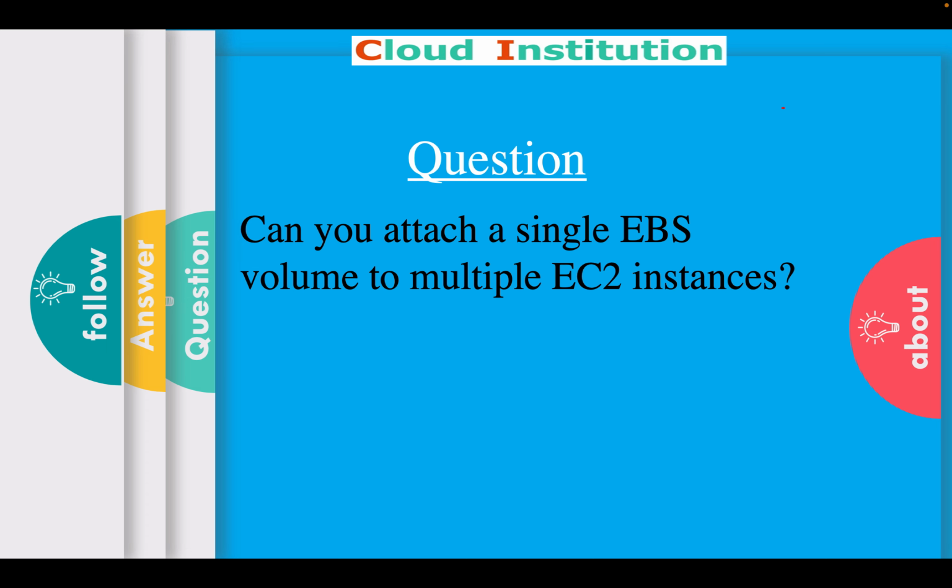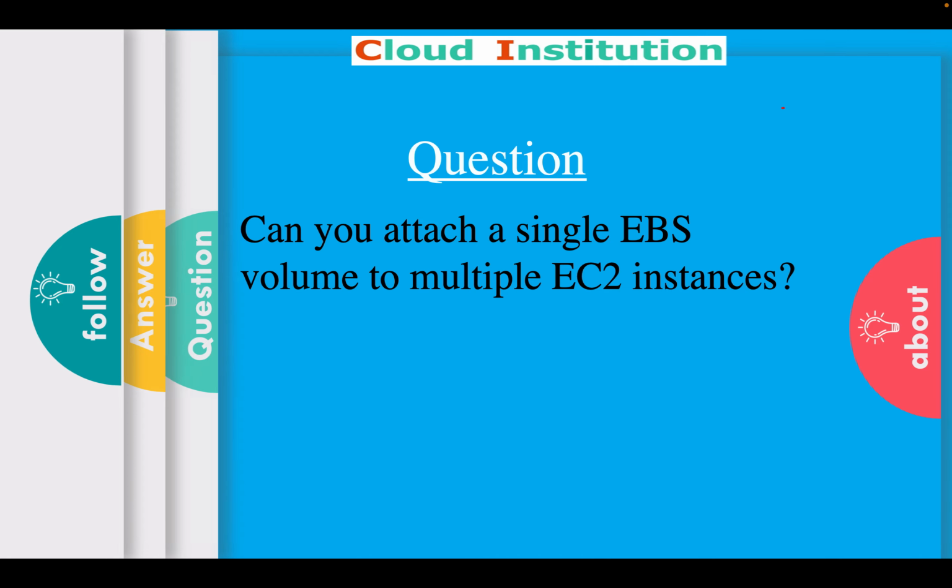So this question is all about EBS volume. For example, if you have only one single EBS volume that has been created, and you have multiple EC2 instances, for example, two EC2 instances, is it possible for you to attach the single EBS volume to multiple instances at the same time? You can see in this question that it must be attached at the same time.